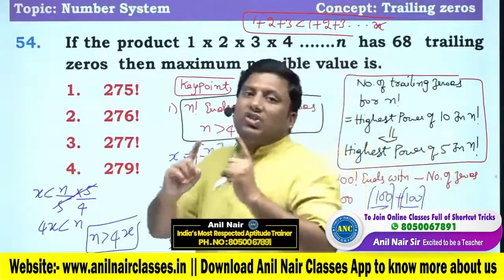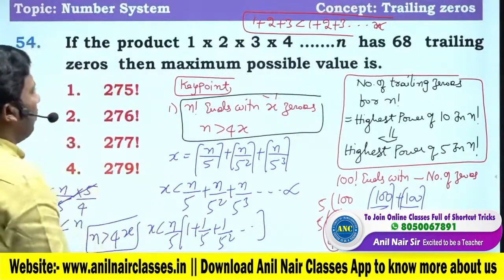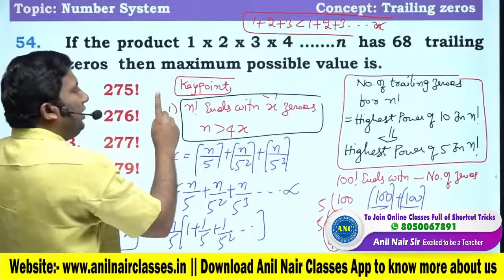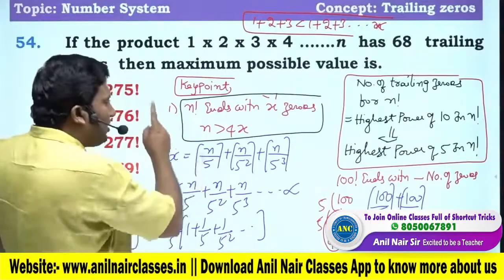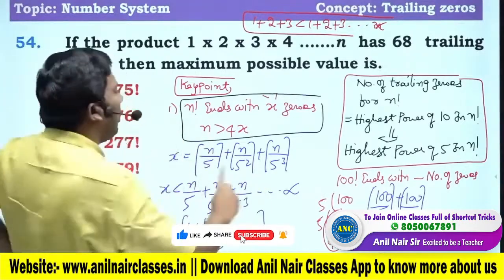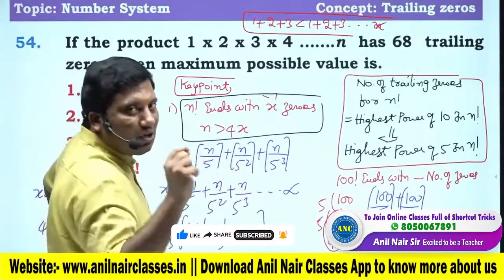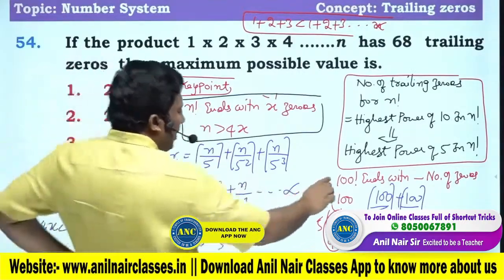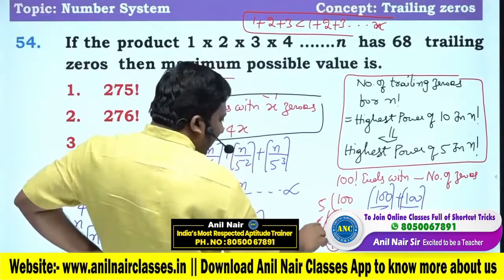What is the relationship between the number of zeros at the end and the factorial? N factorial ends with x zeros. The relationship between n and x is n is greater than 4x. From where did we get n greater than 4x? For a factorial, the number of zeros at the end depends on the power of 5. So divide 100 by 5 and 5 again, so this is dividing by 5 square.